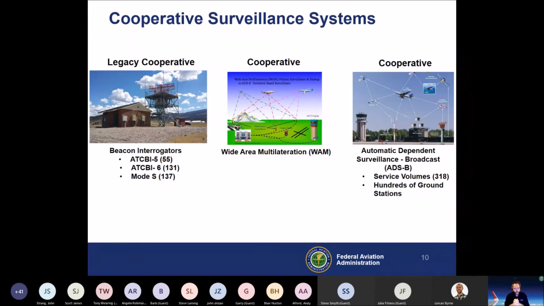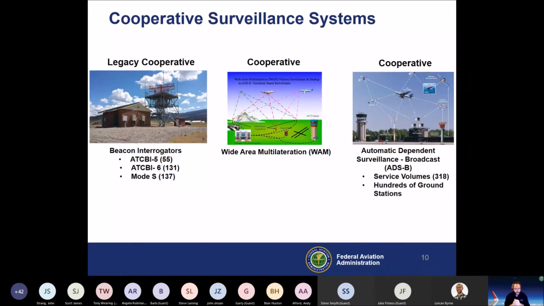We also use, more recently, what we call wide area multilateration, which is a different type of cooperative surveillance where a distributed network of ground stations receive transmitted information from aircraft and can multilaterate to determine the position of that aircraft. One of the nice things about wide area multilateration is you can use the existing ADS-B ground stations to perform a multilateration function, which provides a diverse and complementary form of surveillance.